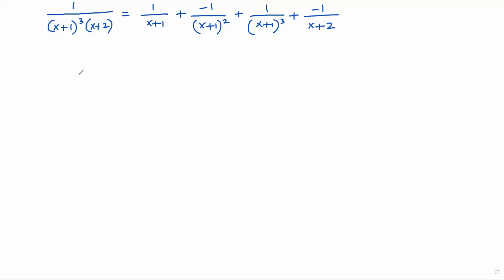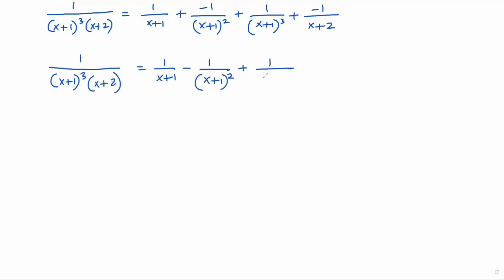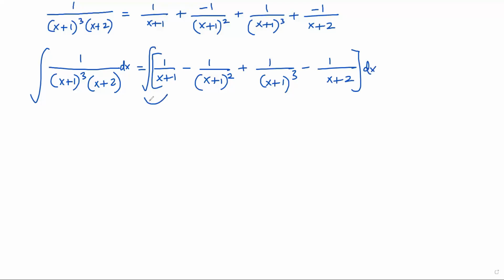So in the next step, it will be 1 over (x+1)^3 times (x+2) equals 1 over (x+1), positive times negative becomes negative, 1 over (x+1) squared, plus 1 over (x+1) to the third power, positive times negative becomes negative 1 over (x+2). Okay, now we can integrate both sides with respect to x. So here we have the integral on the left side, and let's check the integral on the right side. Here we can distribute this integration to each fraction.